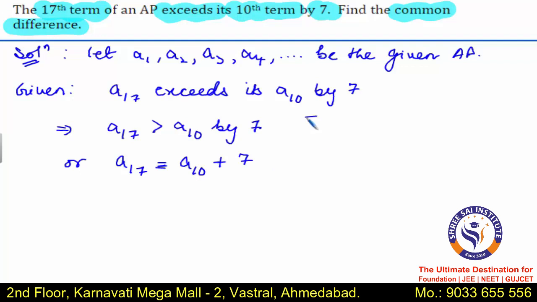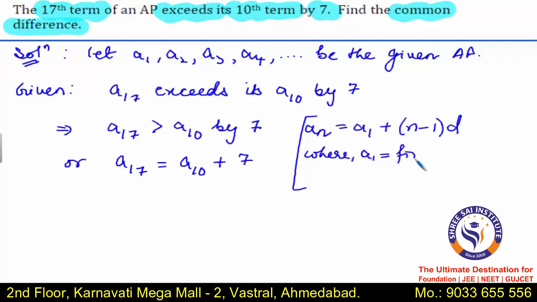Now we know that the nth term of an AP is given by A1 plus n minus 1 into D, where A1 is the first term and D is the common difference.